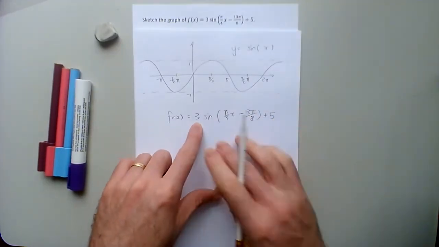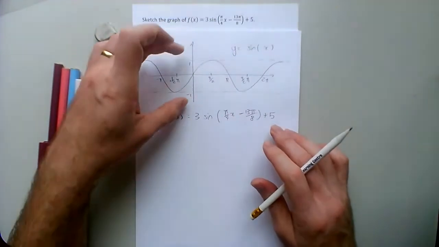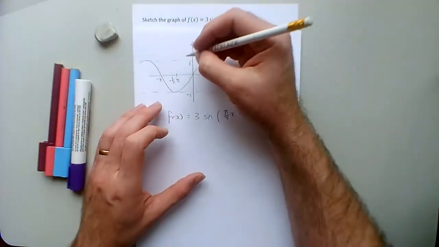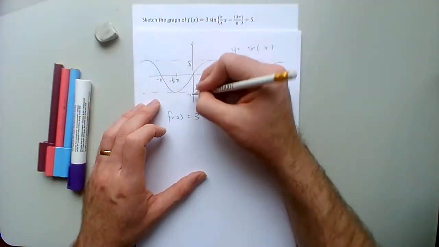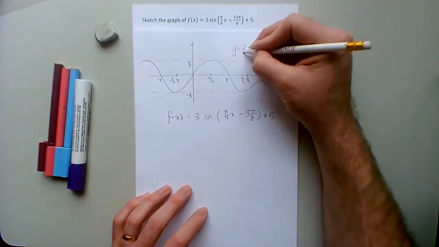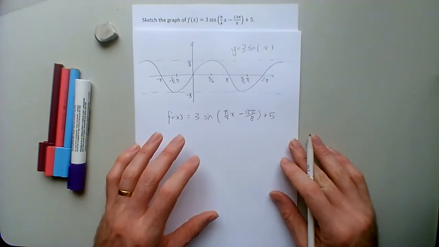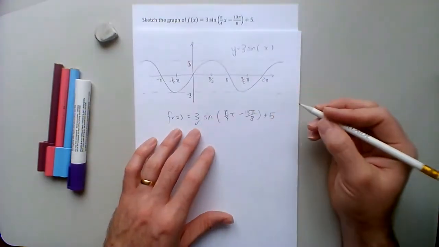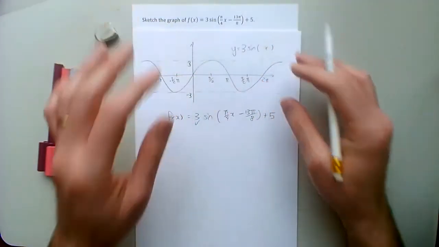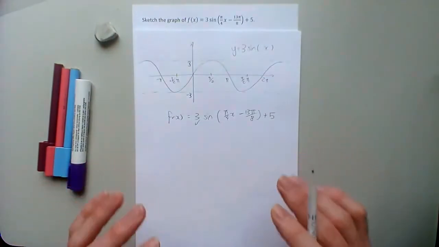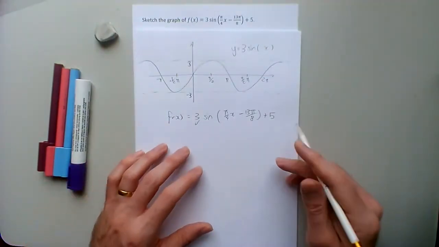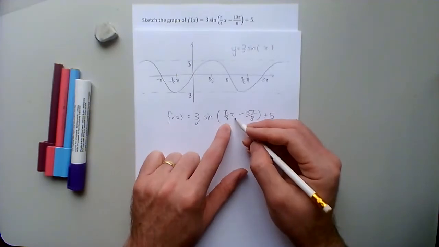So the 3 times this would multiply everything by 3. And so that would become 3 and -3. It's not to scale anymore, but that's okay, I can fix that later. And then on the outside, I've also got a +5, which is going to shift it up, but I'm going to deal with that later. It's easier to deal with the stretchy things first. And then this pi on 4 should be stretching it.